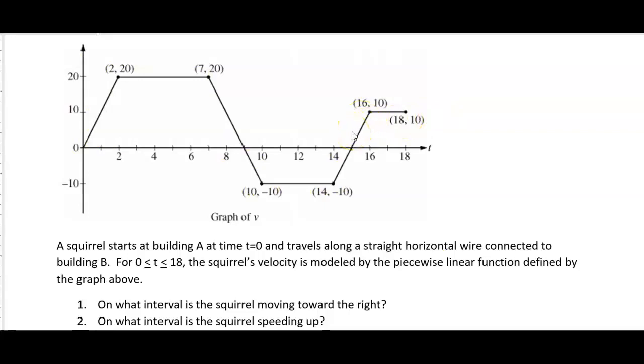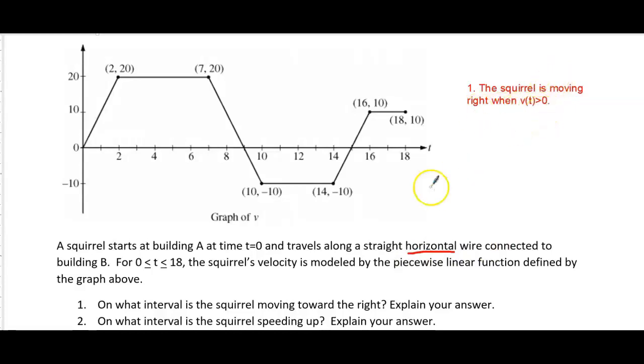So number 1 is our first question. Let's begin. On what interval is the squirrel moving toward the right? So I'm going to be writing my answer up here. The squirrel is moving to the right when velocity is greater than 0. Recall that velocity tells you what direction you're moving. A positive velocity either means you're moving to the right when you're on a horizontal axis, which we are in this case, or it could mean you're moving up if you're on a vertical axis. So anytime velocity is greater than 0.